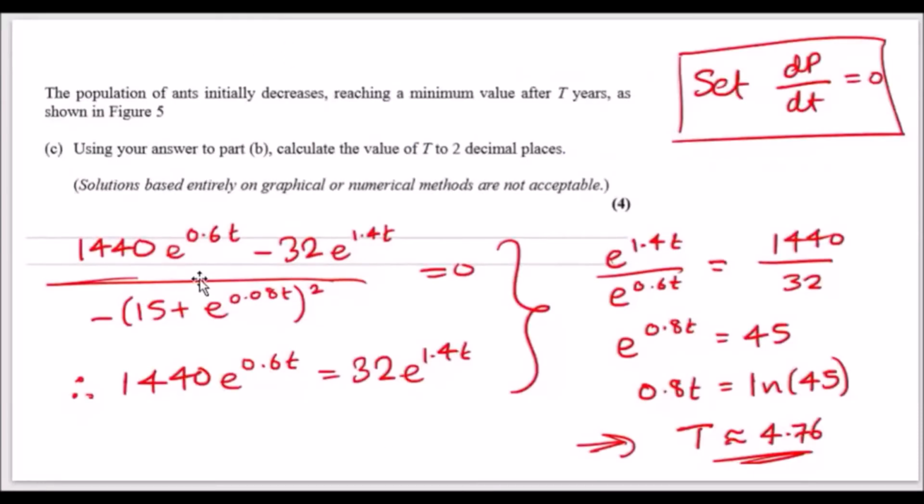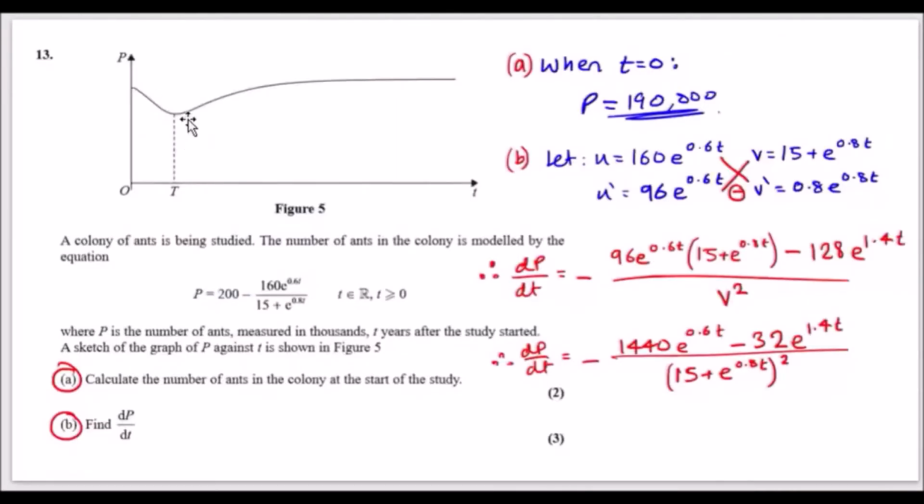Now, the population of ants initially decreases, all right? We saw in the graph that it initially decreases over here. So this is going to be literally the turning point.